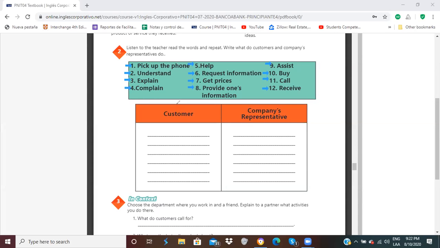So you're going to identify what customers do and identify what company representatives do. You're going to put the words in the correct category, the activities that customers do and the activities that companies do. Do you understand?